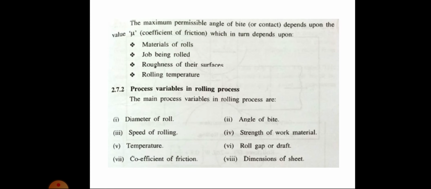Then the maximum permissible angle of bite or contact depends upon the value mu, that is coefficient of friction, which in turn depends upon the following factors: materials of rolls, job being rolled, roughness of their surfaces, rolling temperature, etc. Process variables in rolling process. The main process variables in rolling process are diameter of the roll, angle of bite, speed of rolling, strength of metal work material, temperature, roll gap or draft, coefficient of friction, and dimensions of the sheet.